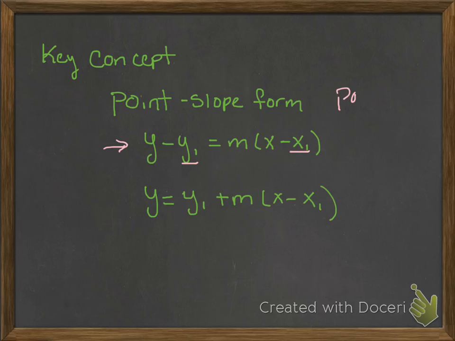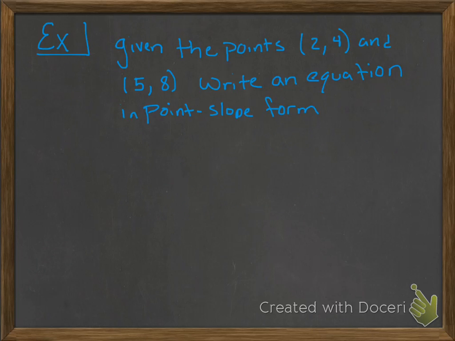So your point replaces x1, y1. Now another way that some people write it is y equals y1 plus m times x minus x1. Now our x and our y's stay as they are, so without the ones below it, they just stay as x and y's. So let's see how this all works.